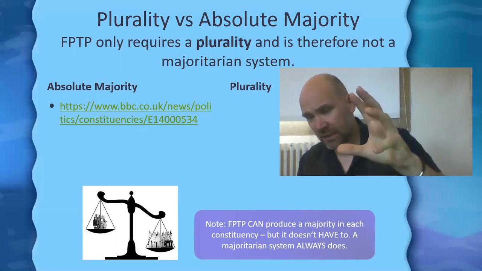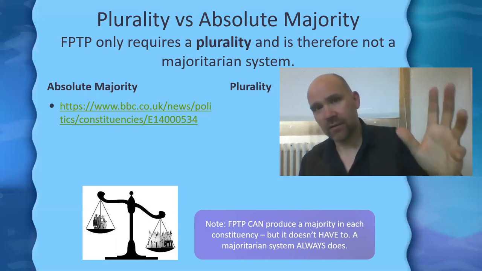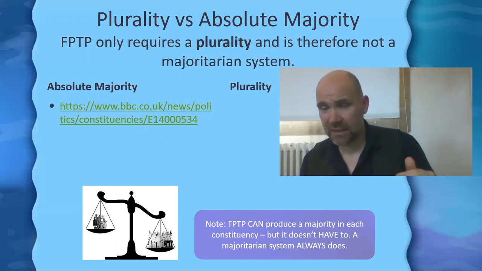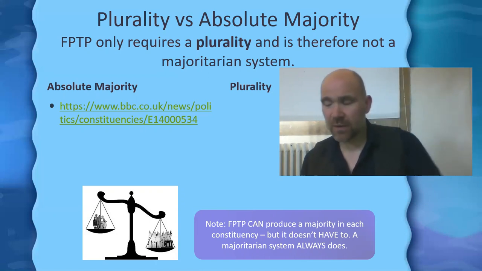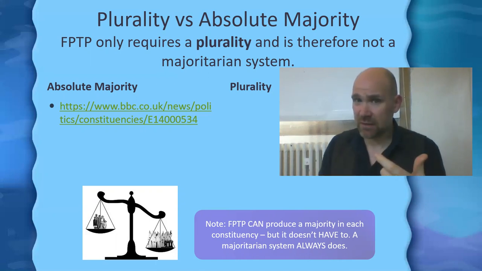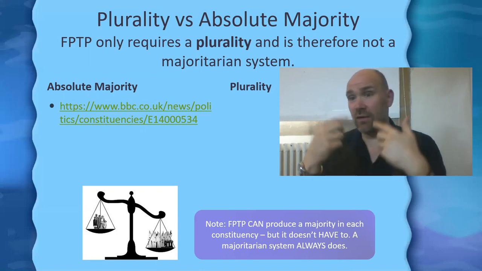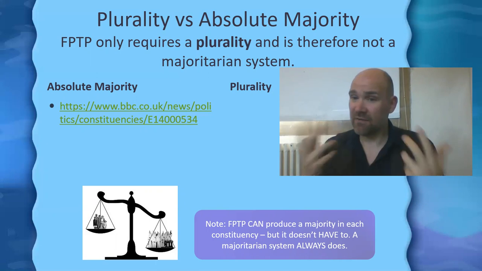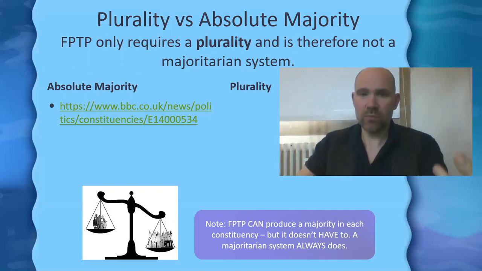A majority, or an absolute majority, means that you get over 50% of the vote. A plurality means that you get more than everyone else. So if there's two people on 30% and there's me on 35%, that is a plurality, not a majority. But if I have 55% and you have 45%, then I actually have both. I have an absolute majority because it's above 50%, and I have a plurality because it was more than you.